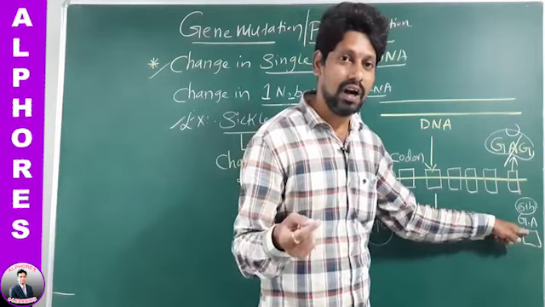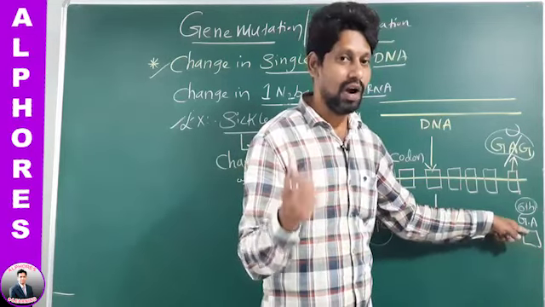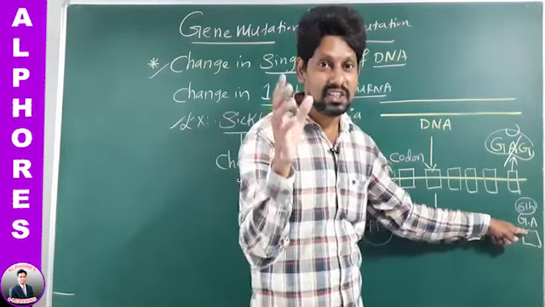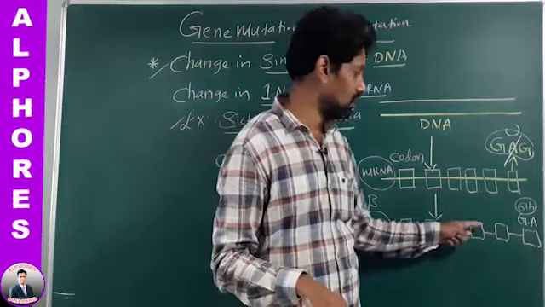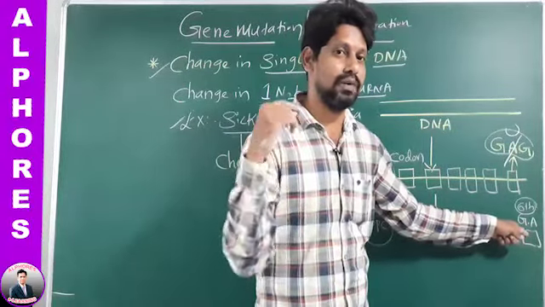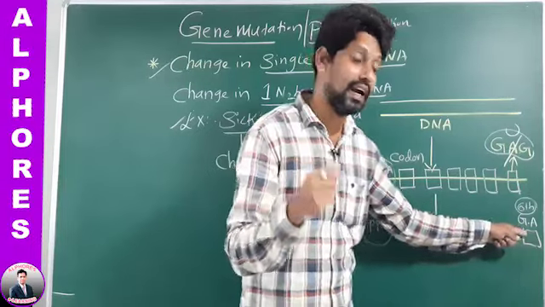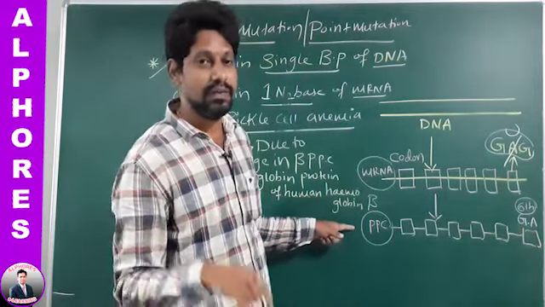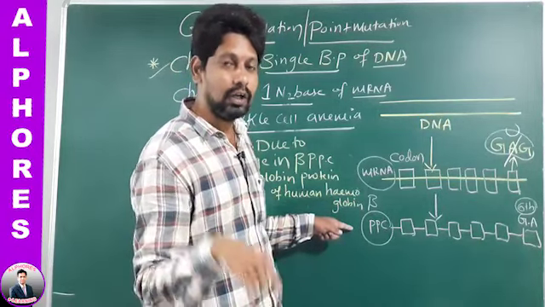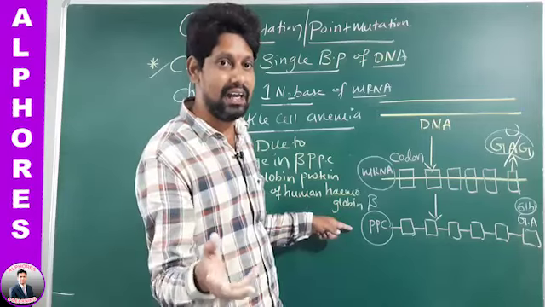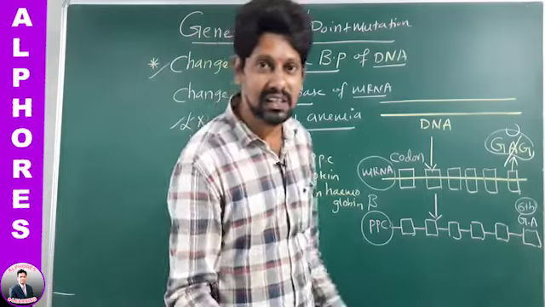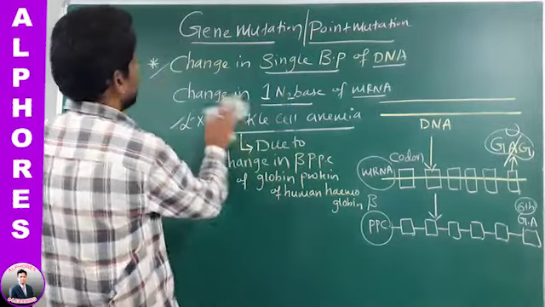What is replaced by what? What you should get is glutamic acid, but what we got is valine. Therefore, glutamic acid is replaced by valine at which position? 6th position. 1st, 2nd, 3rd, 4th, 5th, 6th. In which polypeptide chain? Beta polypeptide chain. Therefore, in the beta polypeptide chain, at the 6th position, glutamic acid is replaced by valine, which results in sickle cell anemia. Okay.